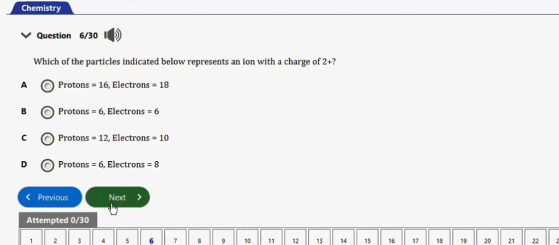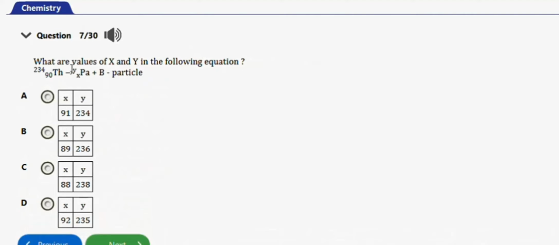The next question will be this one. It says, what are the values of x and y in the following equation? Alright, so this is a beta particle, and in beta decay the atomic number, or the proton number, gains 1 proton. So x will be 91, whereas the mass number remains the same. So the right option would be option A, where the atomic number gains 1 proton, that's 91, and the mass number will remain the same. So option A is the right option.